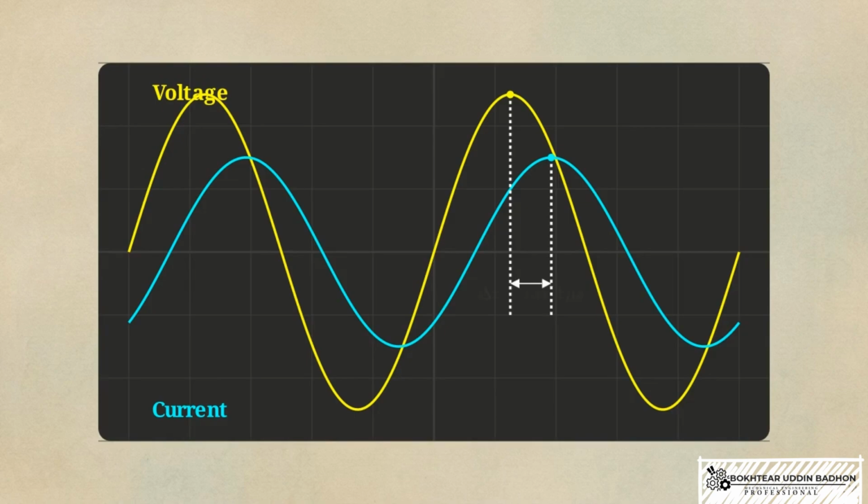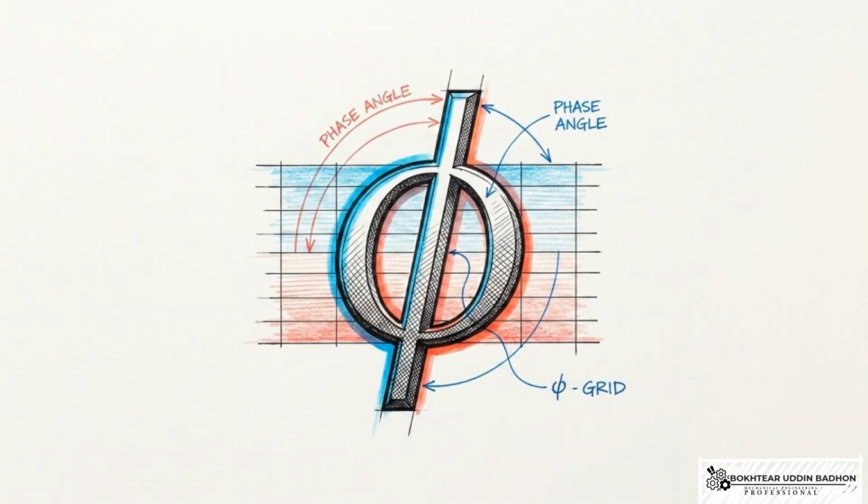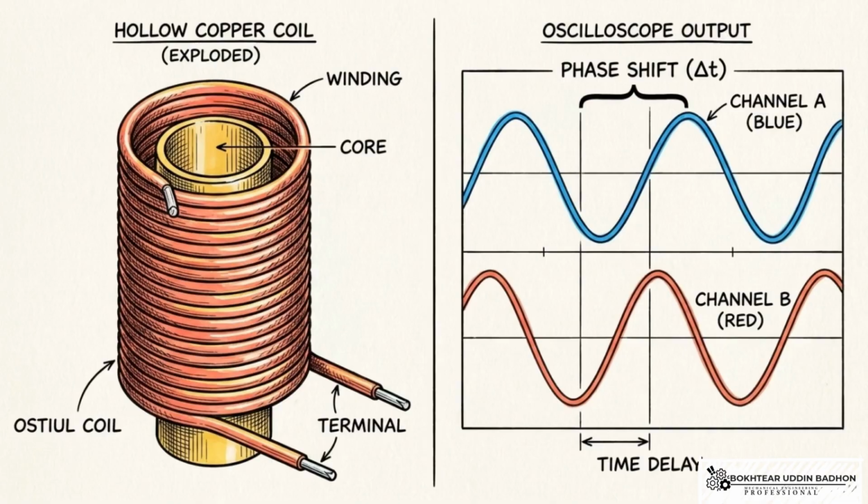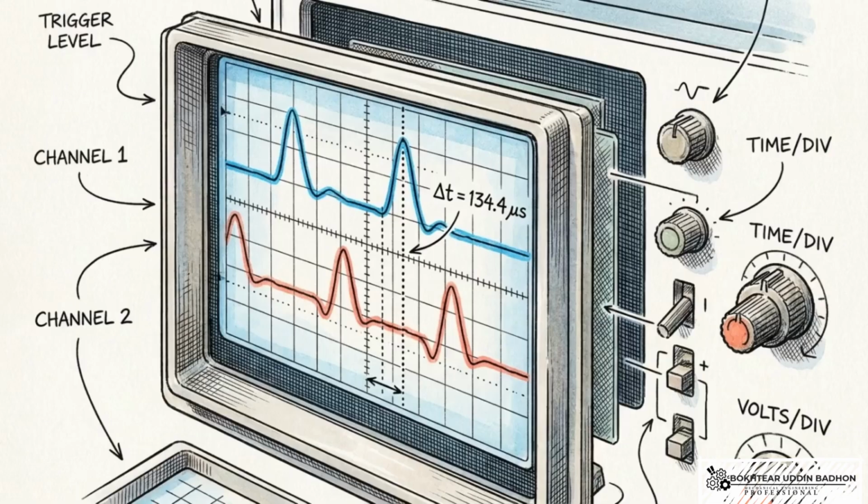Here, we see a precise delay of 134.4 microseconds. We define this horizontal time delay mathematically as the circuit's phase angle. In this specific bench test, the inductor dragged the current so far behind the voltage that it created a phase shift of 48.4 degrees. In AC systems, time itself becomes a measurable physical dimension, dictating exactly how and when power is delivered to a reactive load.